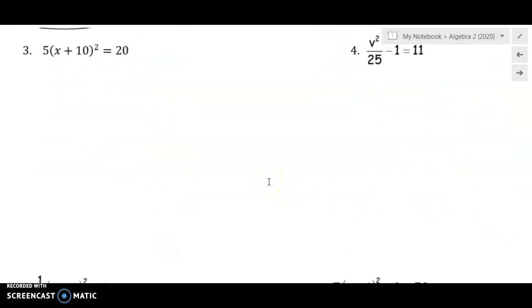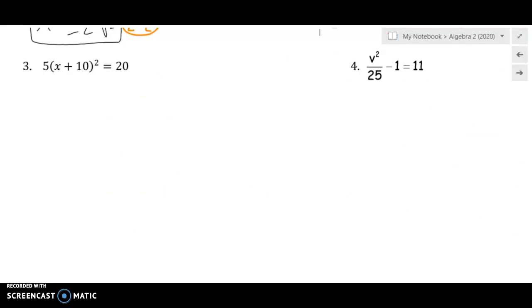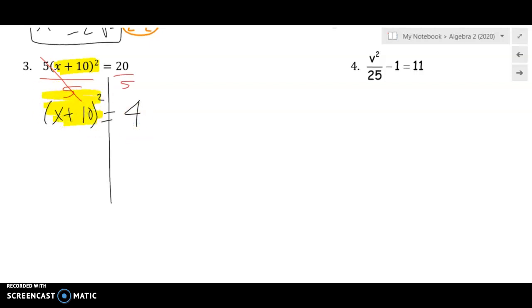Number 3. Get x squared, so this yellow part by itself. So that 5 in the front's got to go. So I'm going to divide both sides by 5, and I'm going to have x plus 10, quantity squared, is now equal to 4.